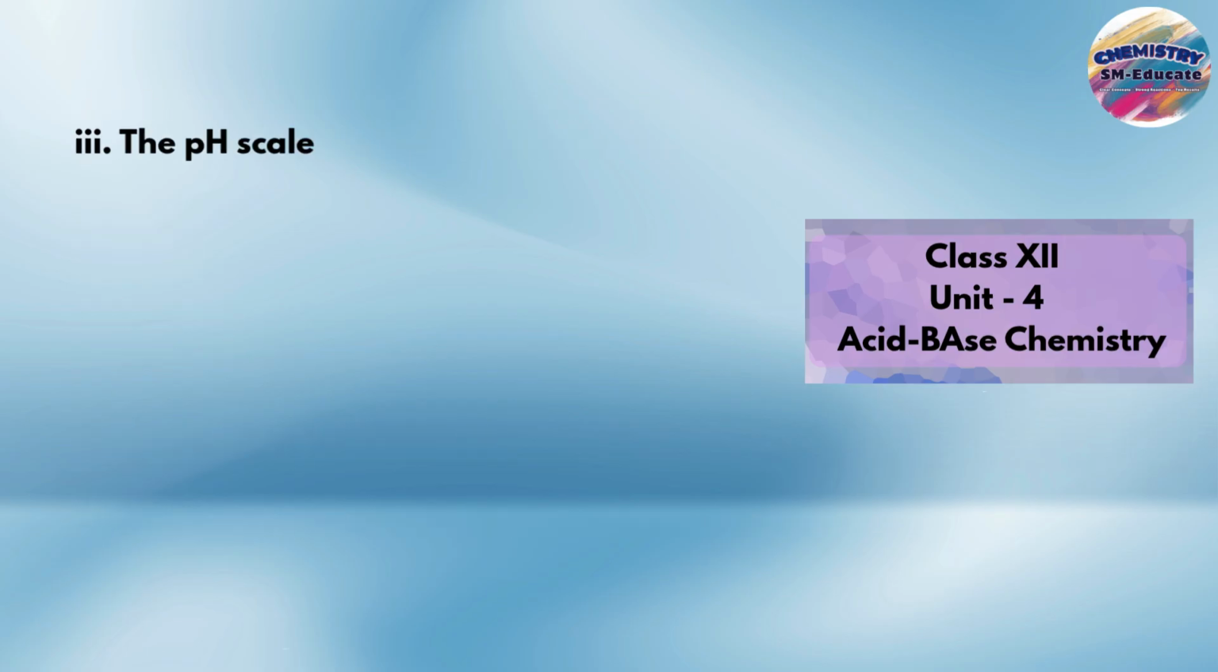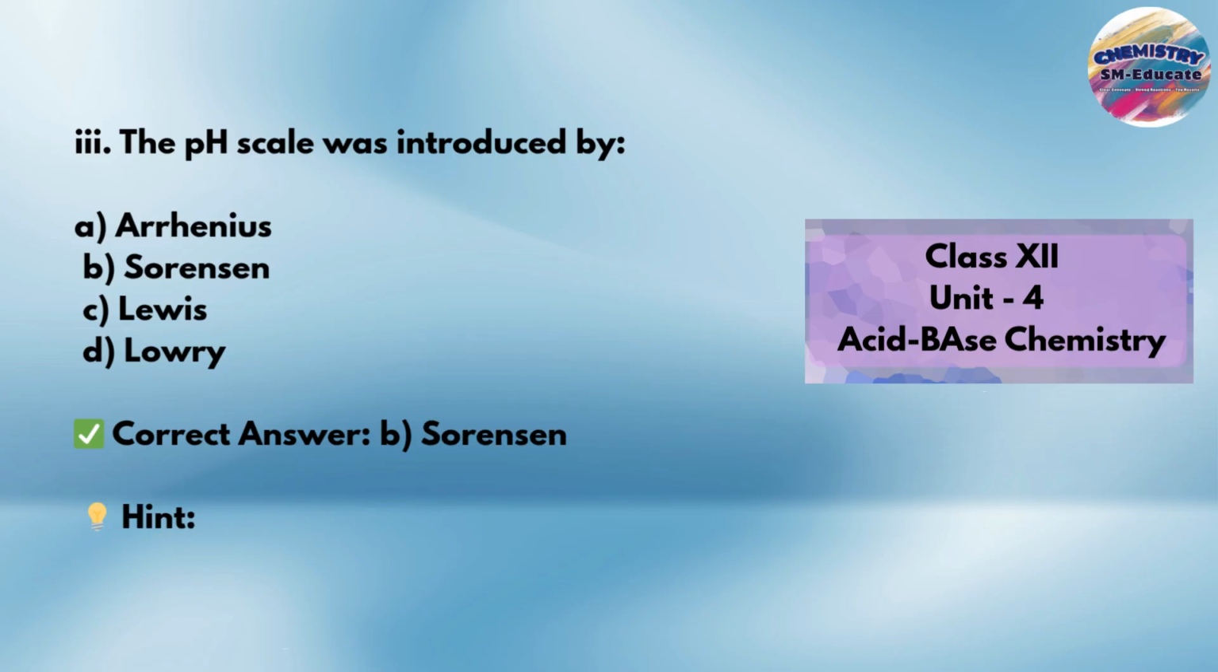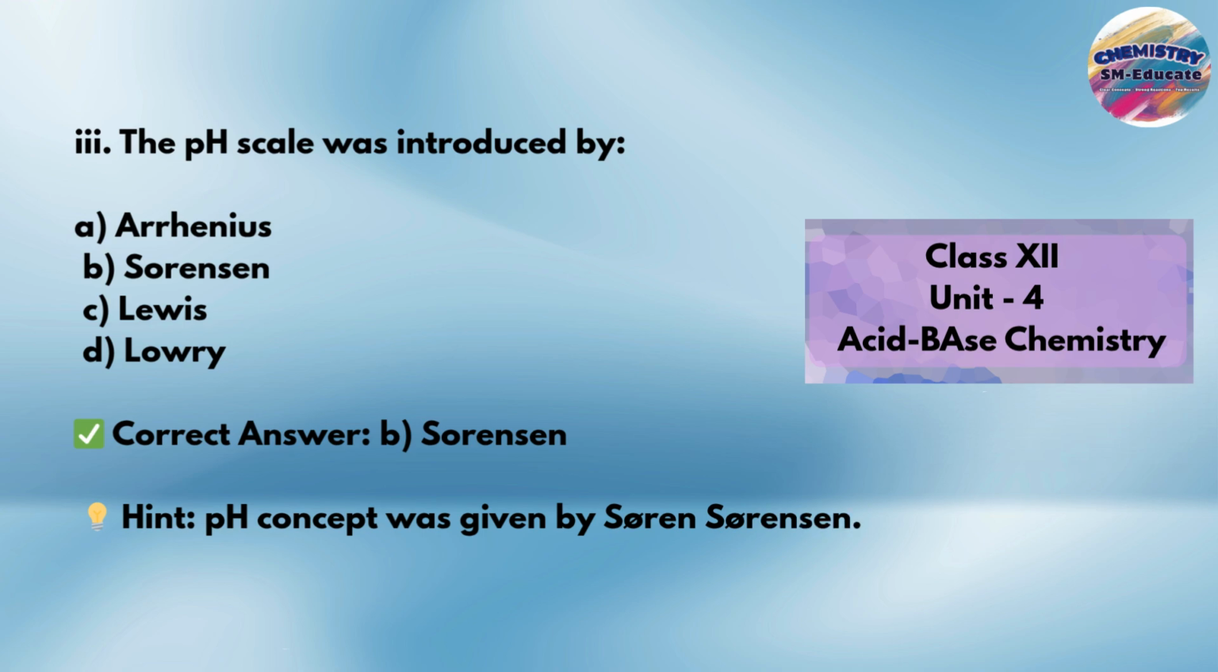Part 3. The pH scale was introduced by: A, Arrhenius; B, Sorensen; C, Lewis; D, Lowry. Correct answer: B, Sorensen. Hint: The pH concept was given by Sorensen.